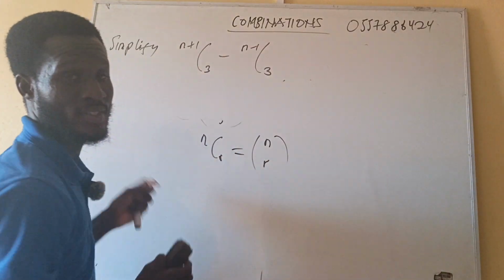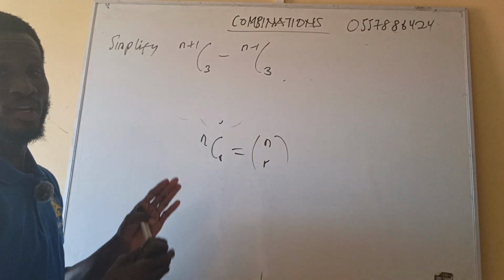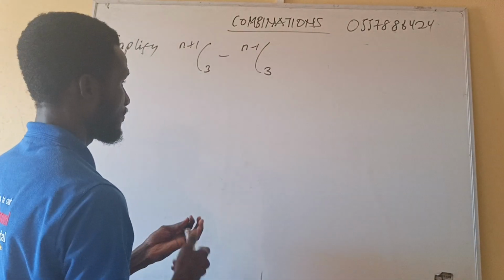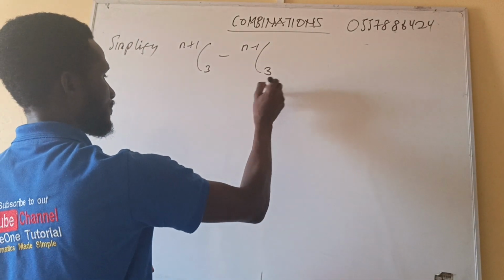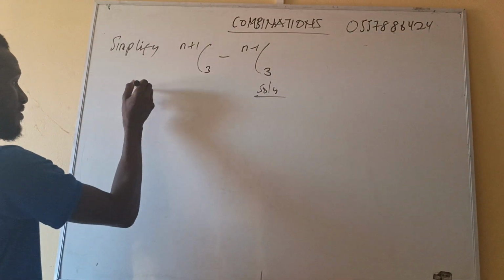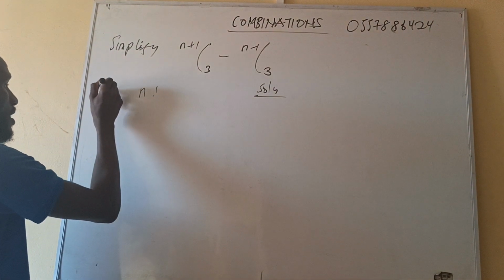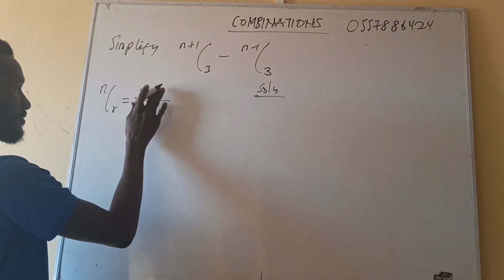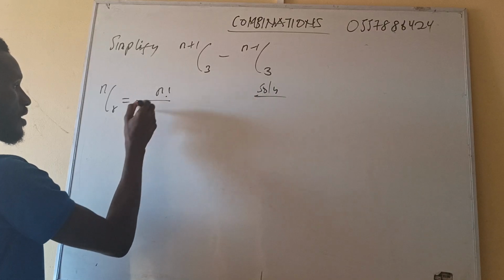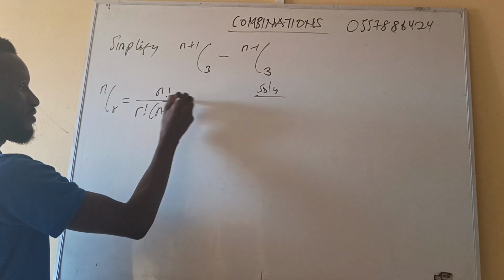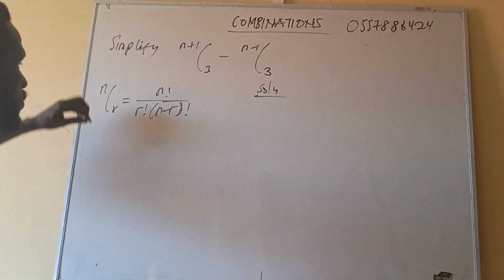Now, this one is not an equation. This one is an expression because there is no equal to sign here. So I'm going to simplify it for you to see. So let's see the solution. Don't forget that we're using the formula: n combination r is the same as n factorial divided by r factorial times n minus r factorial.